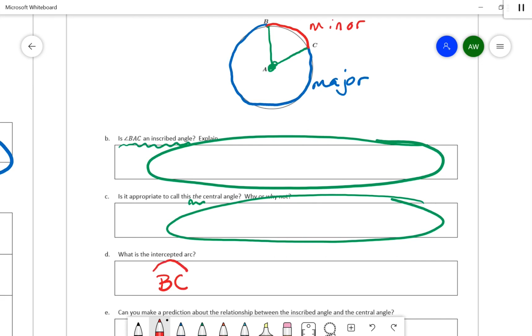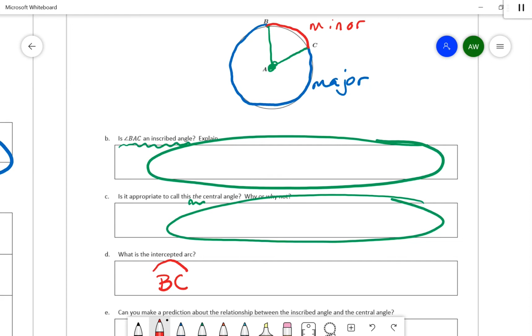If you're typing, don't worry at all about putting that arc symbol over top. There's no reason for you to stress out about it. That symbol, if you're writing it on paper, looks like a sideways parenthesis that you're putting on top of your letters. Now, typically, when we're talking about an intercepted arc in a situation like this, we're talking about the minor arc.